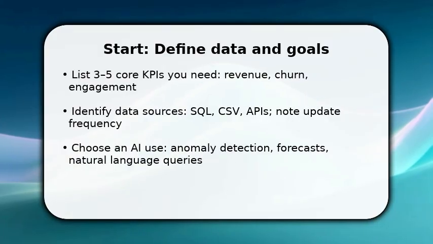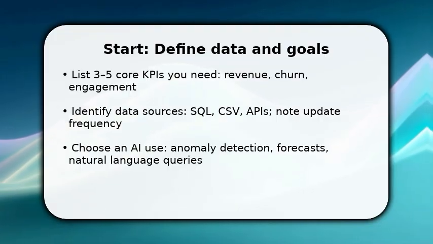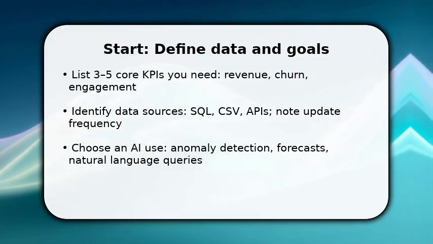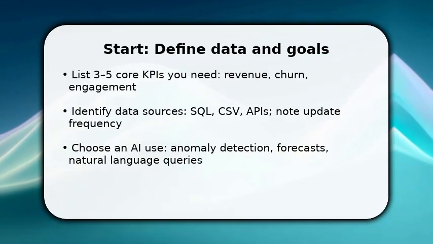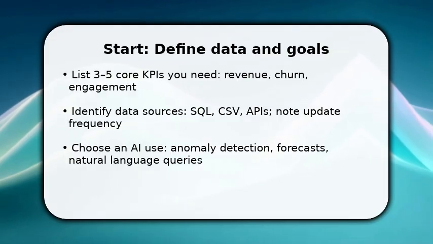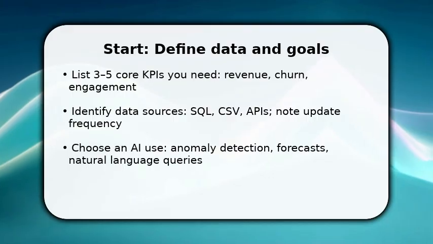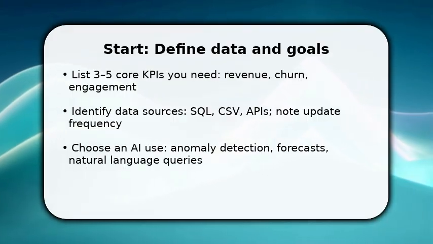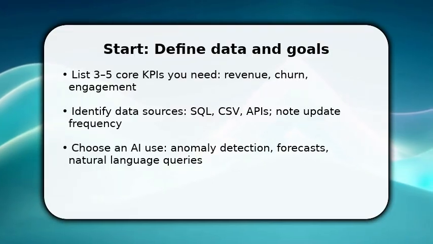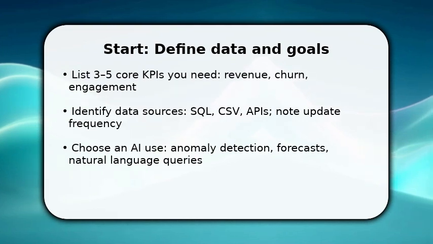You begin by naming concrete outcomes. What decisions will this dashboard drive and which KPIs matter most? Once done, inventory where the data lives, SQL tables, CSV exports or external APIs, and record refresh cadence. Make sure to pick a focused AI capability, for example, anomaly alerts or short-term forecasts, because models perform better with narrow scopes. This initial clarity speeds design choices, narrows preprocessing needs, and prevents wasted engineering on metrics you won't use.